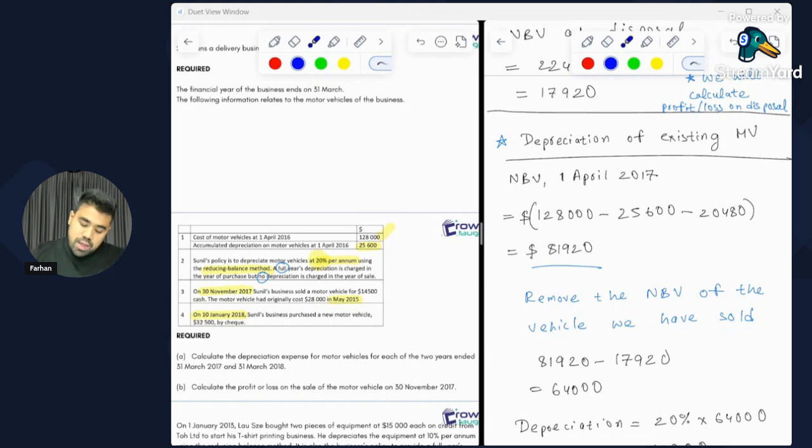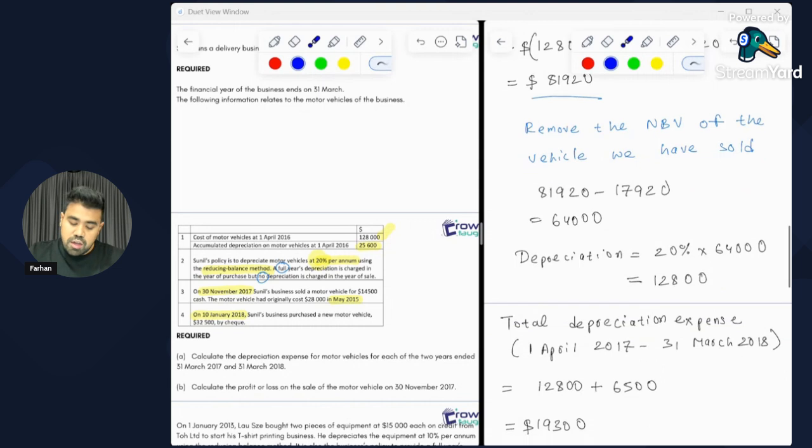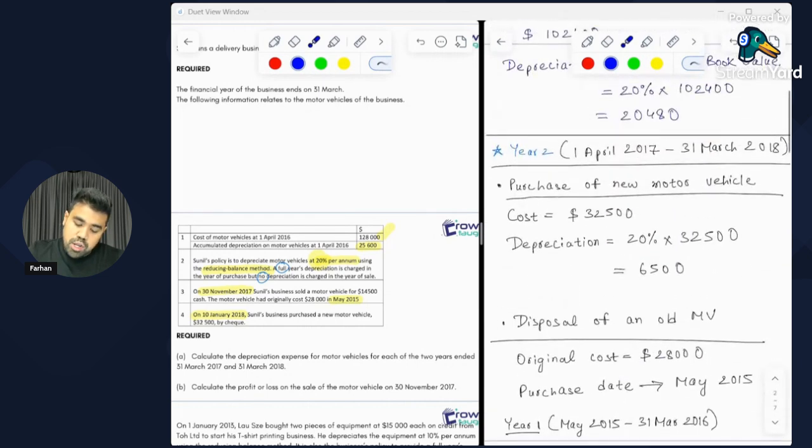Make sense? All right. So now we find the depreciation by multiplying 20% with $64,000, because we're using the reducing balance method, and obviously that gives us a depreciation of 12,800. Now, the total depreciation expense for this year, which would have started on 1 April 2017 and ended on 31 March 2018, is 12,800 that we had just derived for the old existing motor vehicle, plus an additional 6,500, which refers to the new depreciation calculated for the new motor vehicle that we had purchased.